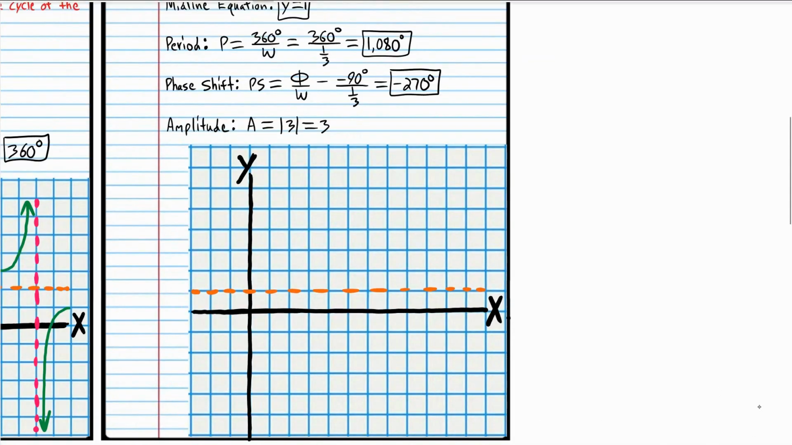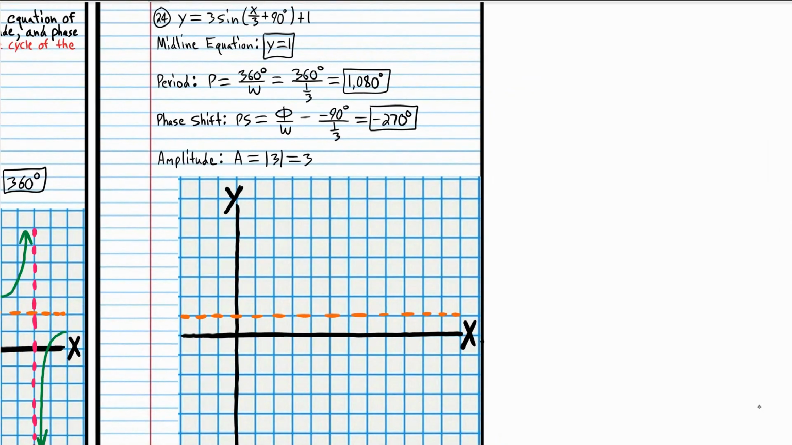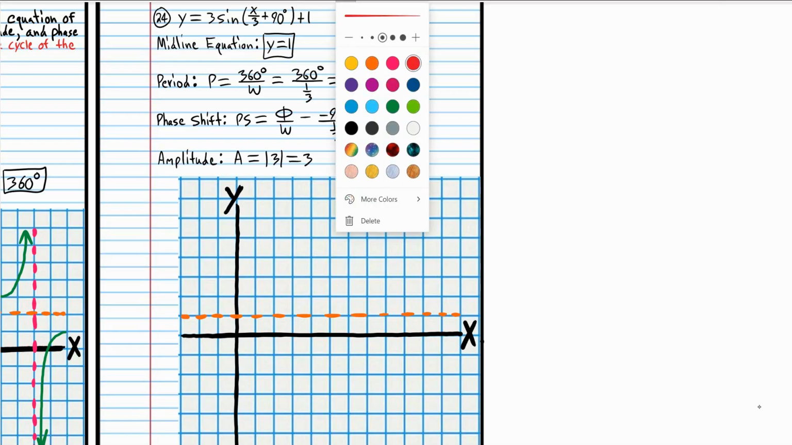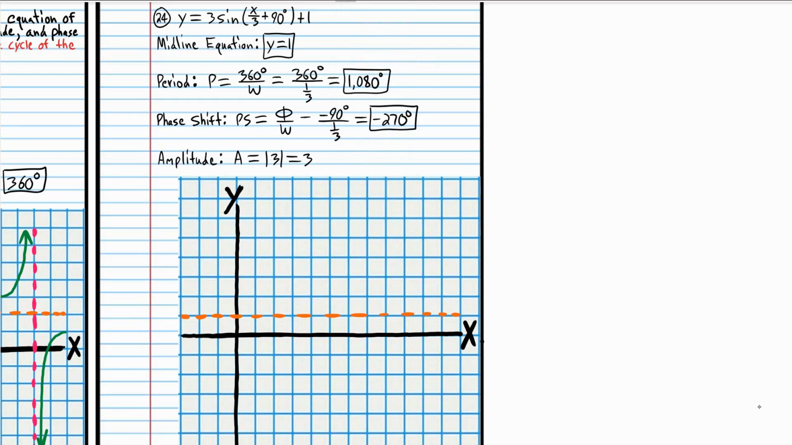Y equals 1, that's the graph of the midline equation. The phase shift is negative 270 degrees, so we normally start our curve there. But we're going to go to the left 1, 2, 3 boxes. That's 90 degrees times 3, which is negative 270. So it looks like we're going to start somewhere around there. And the period is 1080.